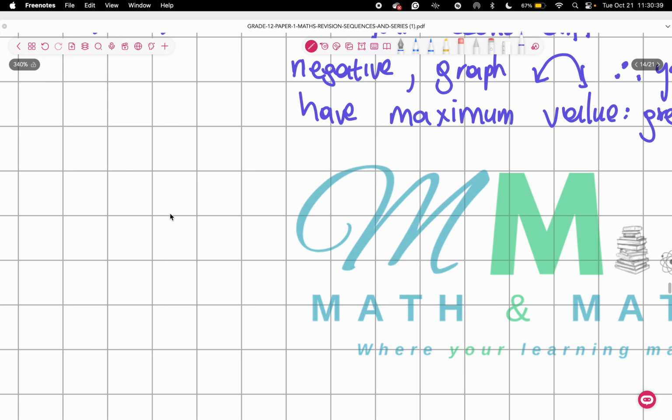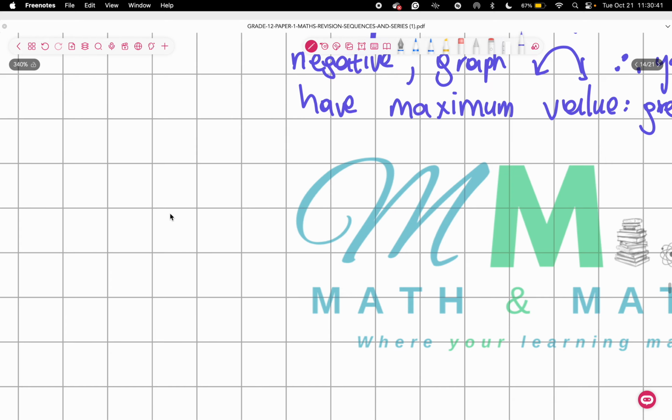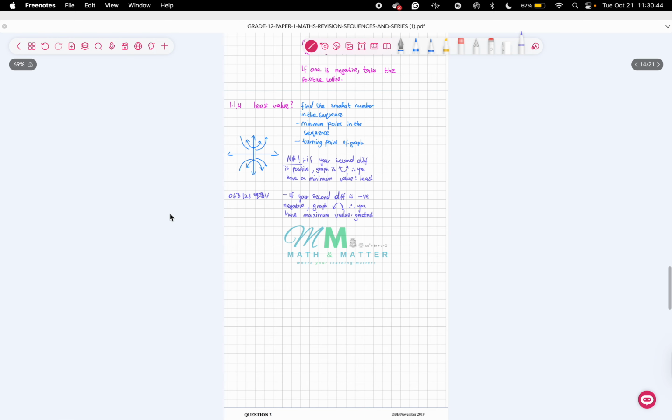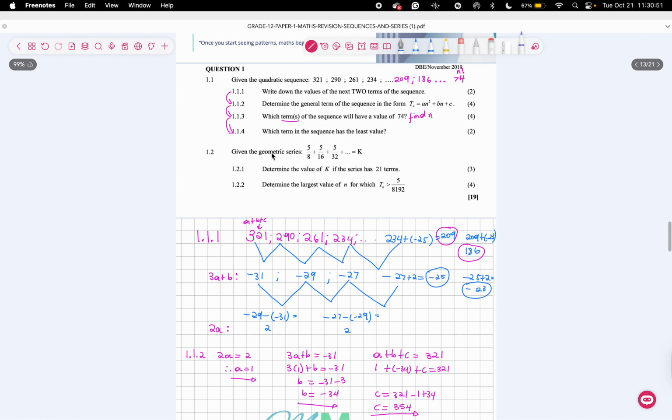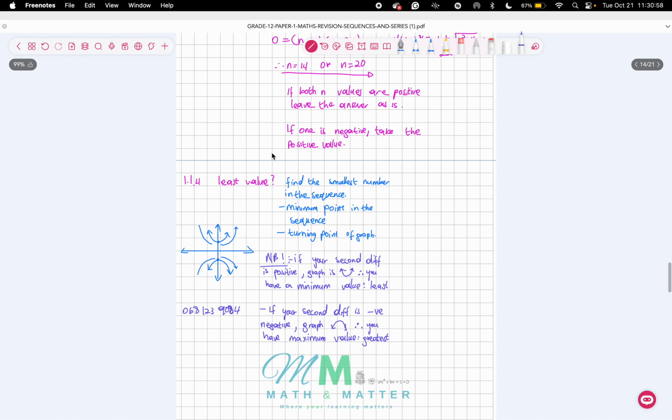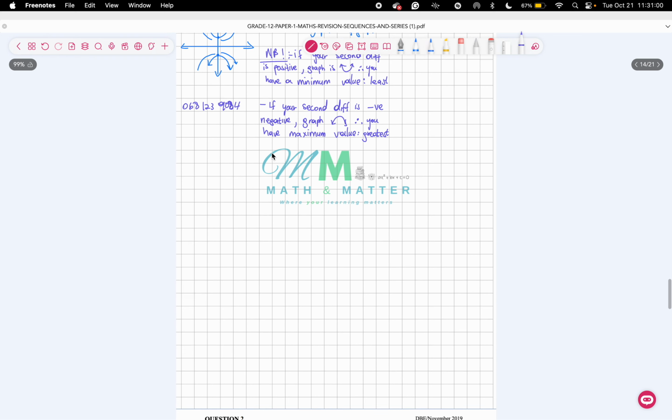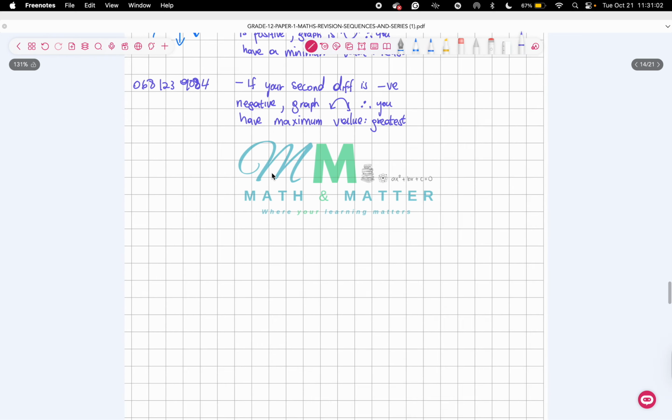Okay, so now to answer the question that we are given, which term in the sequence has the least value, which is the smallest value in the sequence, right? A couple of ways to solve this, but I'll leave you with the easiest way to solve this of them all. So I'll just show you two methods.